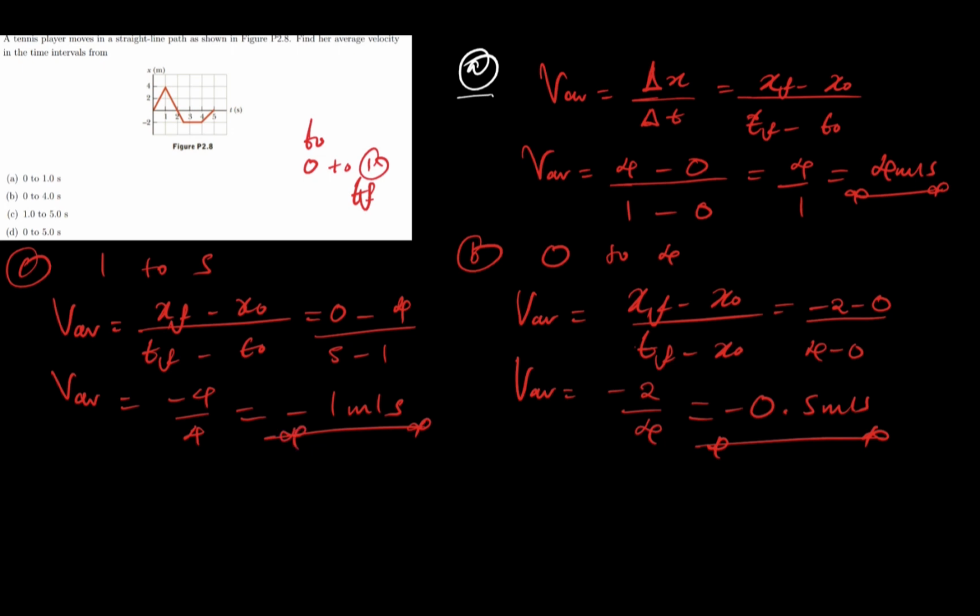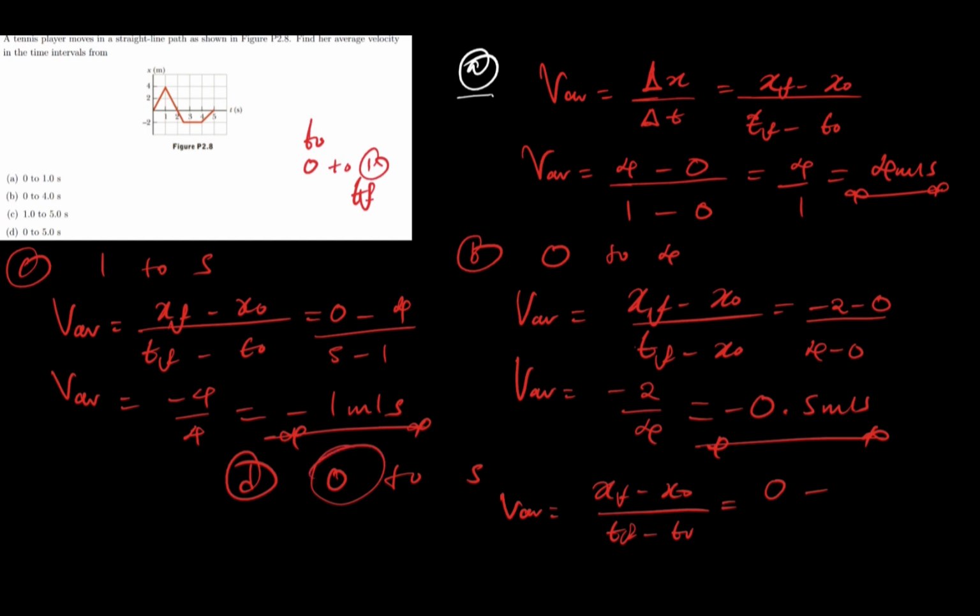And then if I look at the last one, D, it's 0 to 5. V average is x final minus x initial over time final minus time initial. Now position final, when I stand at 5, there's nothing, so 0 minus the position at 0, which is 0. I get 0 over 5 minus 0. Basically, this would be 0 meters per second. So this is how you go about solving such questions.